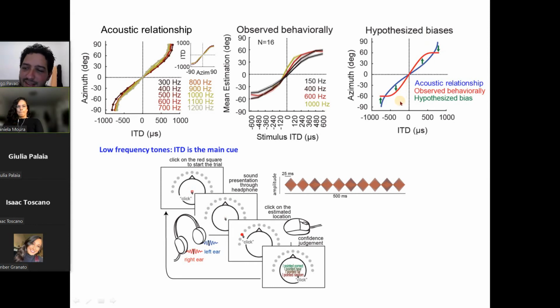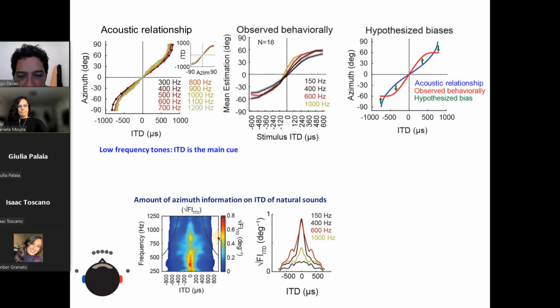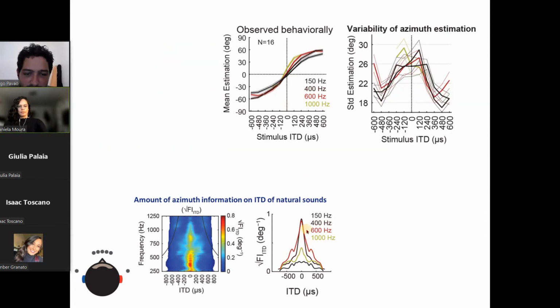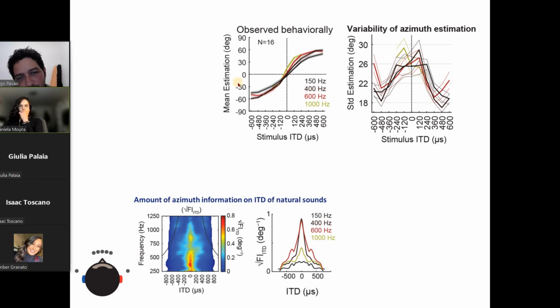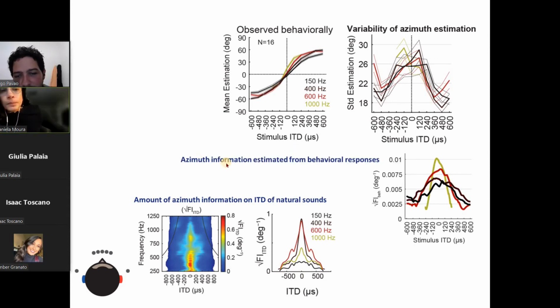And I said, maybe those natural statistics that I was seeing before could predict this, right? So I was using that Fisher information, that measure of how much azimuth information the sounds from different locations and different frequencies have, and how this could get into this. It was kind of challenging. But the first thing I managed was to get the mean estimation and the standard deviation of the estimation, and I put them in the same formula that allows computing information, right? Before, I computed the Fisher information from the sound, but then I said, let's compute the information from the behavioral responses.